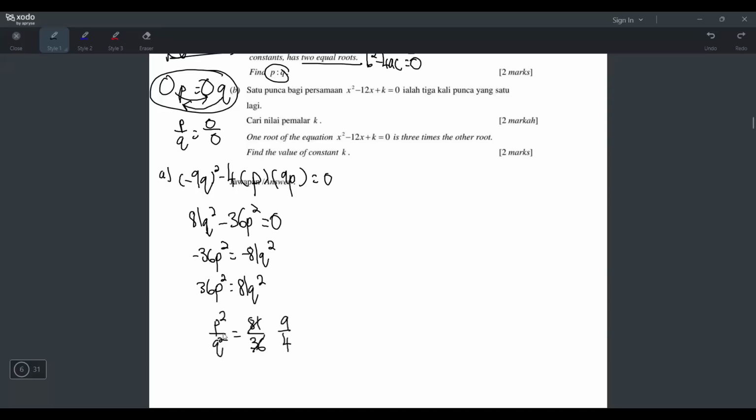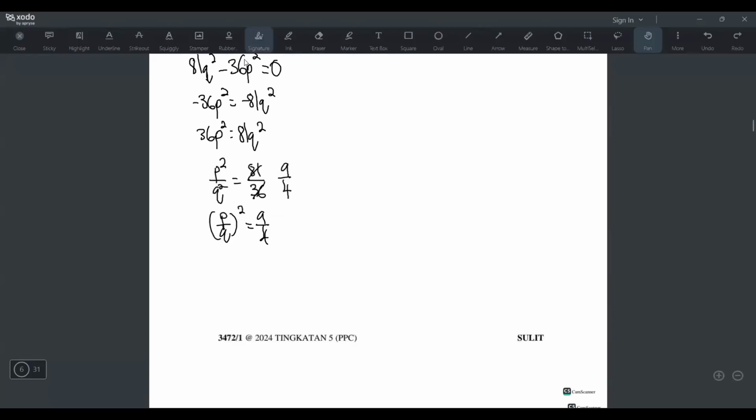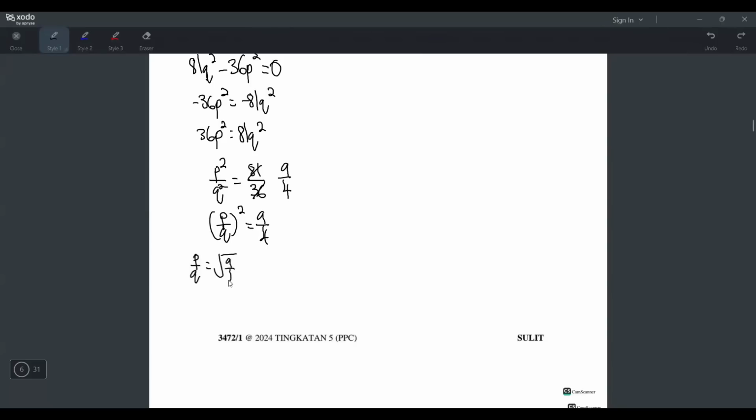So the square, how to get rid of the square? Very easy. Because P square over Q square is the same as P over Q, all squared. Because they both have square, so you can write it like this, right? Equals 9 over 4. So how to find P over Q? What do you think? You just square root. You take it to the outside and it becomes square root of 9 over 4. And the answer will come out 3 over 2.